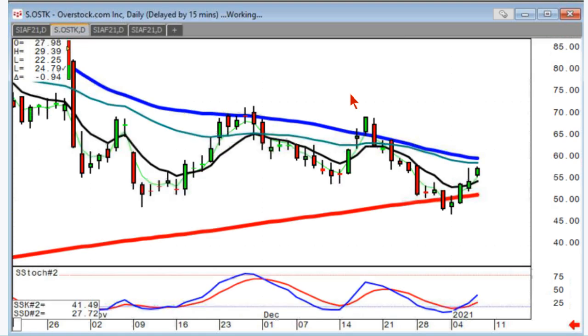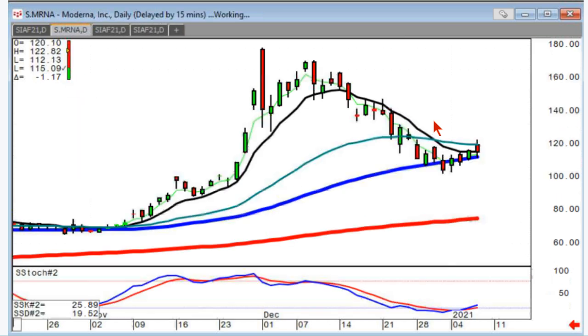Overstock. Overstock, you could be buying, but it wouldn't be top of my list because you can see what happens when it gets to the 50. So you can buy it, just watch to see what happens at the 50, but I'd probably be elsewhere.